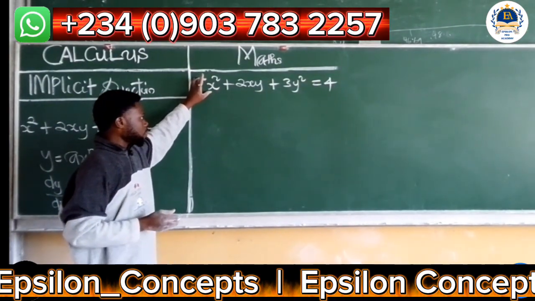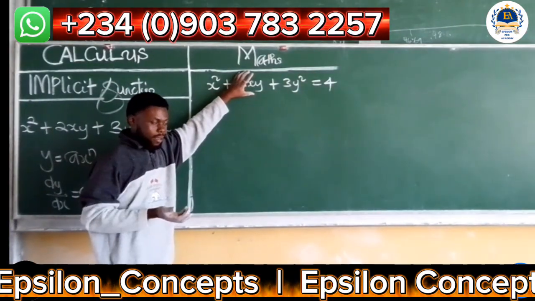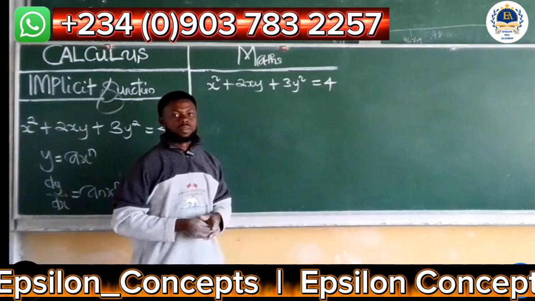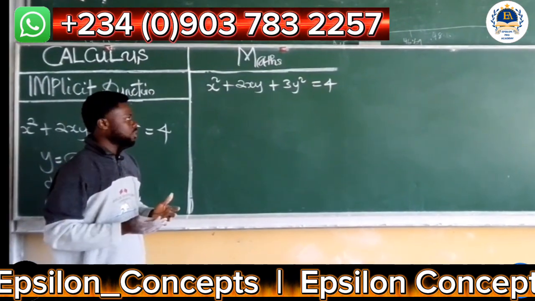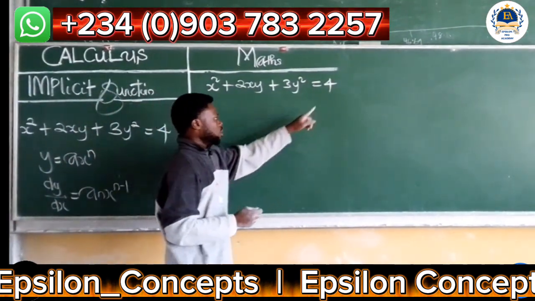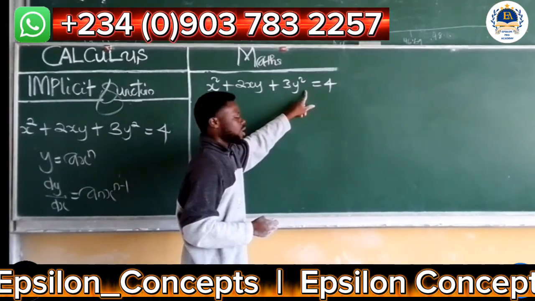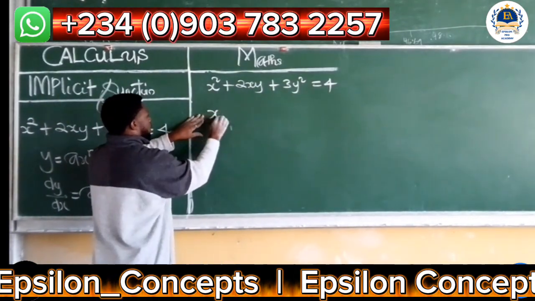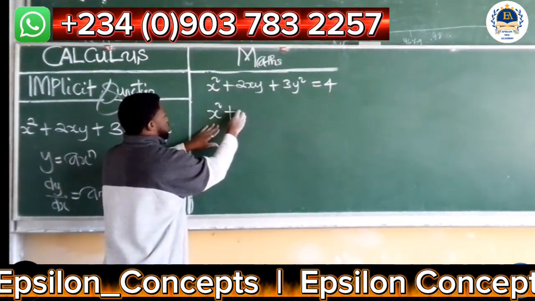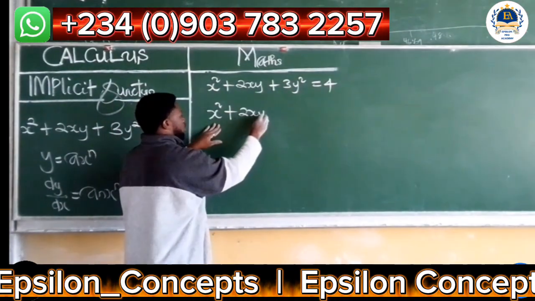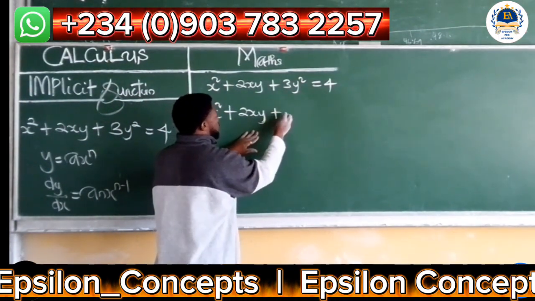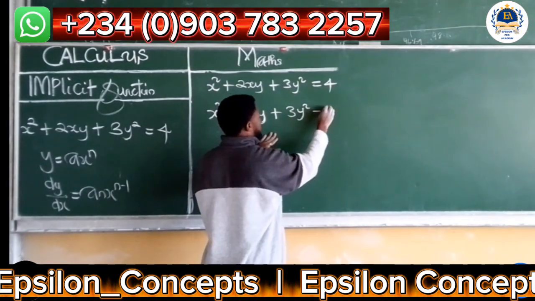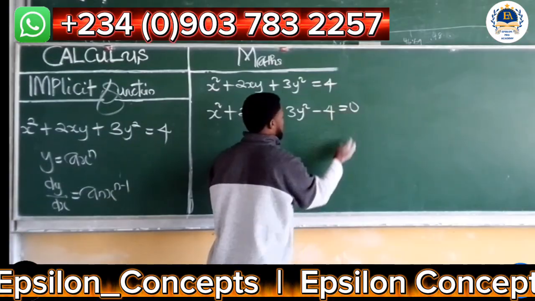Derivation of x, derivation of this x and y, derivation of y, and that of the constant term. But in this case, the first thing we have to do is to move the constant term over to the left and equate it to 0. So that becomes x squared plus 2xy plus 3y squared. When 4 crosses over, minus 4 is equal to 0.